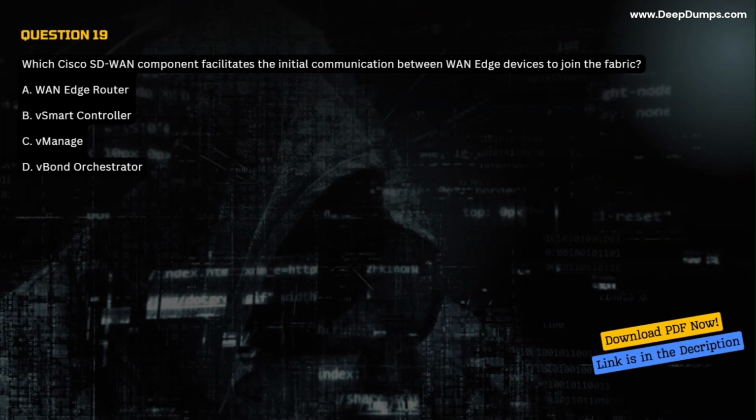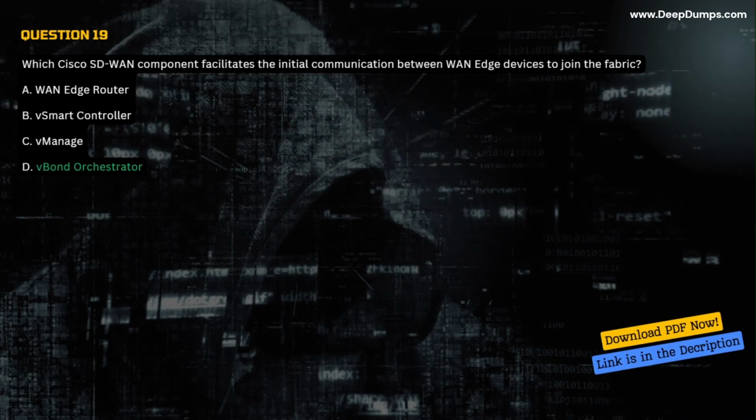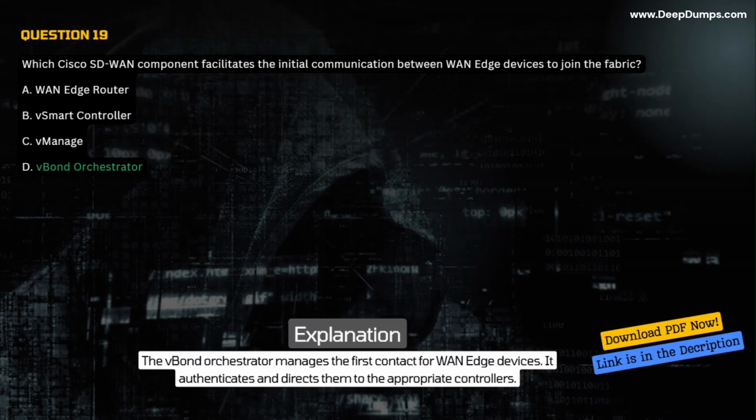Question 19. Which Cisco SD-WAN component facilitates the initial communication between WAN edge devices to join the fabric? A. WAN Edge Router. B. vSmart Controller. C. vManage. D. vBond Orchestrator. Correct answer D. vBond Orchestrator. Explanation. The vBond Orchestrator manages the first contact for WAN edge devices. It authenticates and directs them to the appropriate controllers.